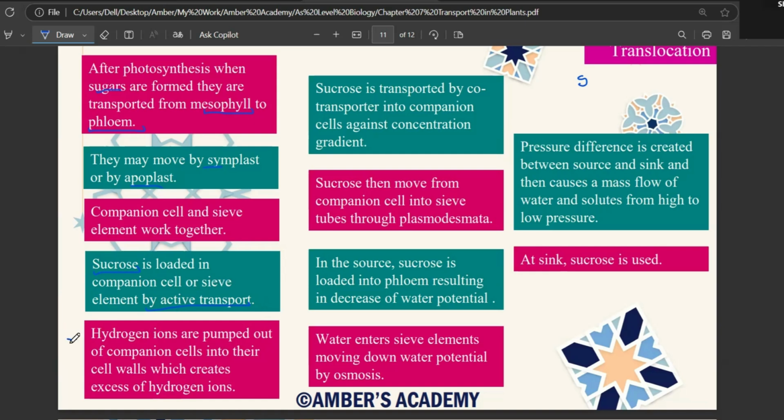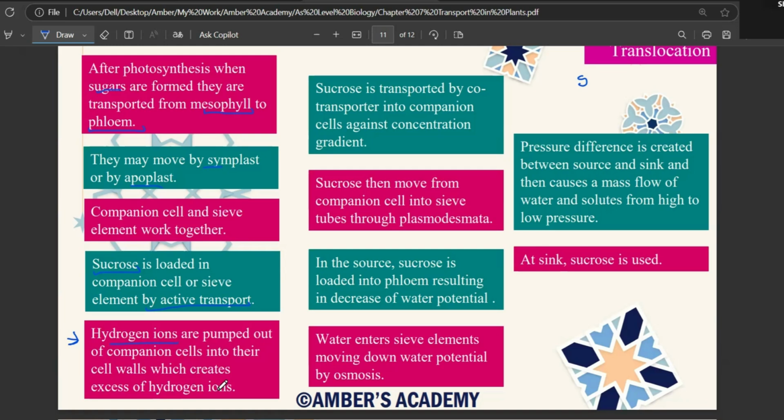Then this is the most important line that should be in your answer script, because if this is not written, then you automatically lose 2 marks. Okay, so make 2 3 stars for this point, write it somewhere else, write it in your notebooks, wherever you are taking your notes, that this should be there when you're talking about translocation. It says that hydrogen ions are pumped out of companion cells into their cell walls, which creates excess of hydrogen ions in the extracellular compartment. So extracellular compartment is the region which is outside the cell.